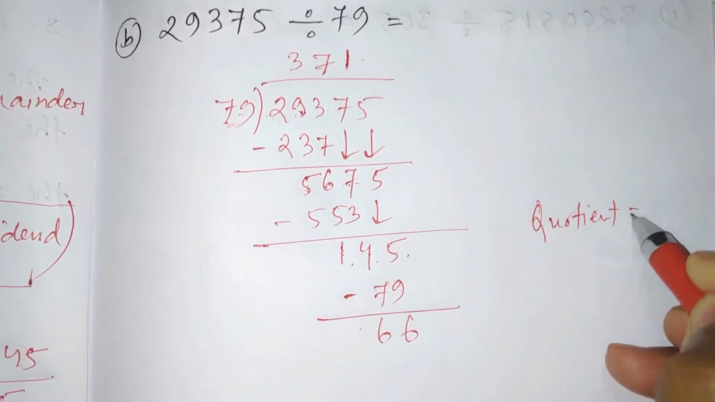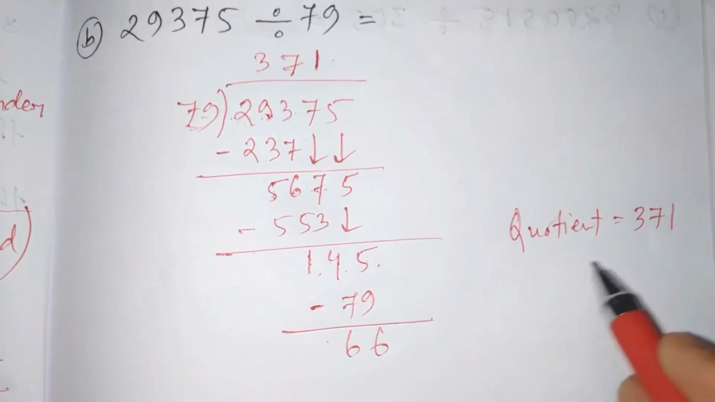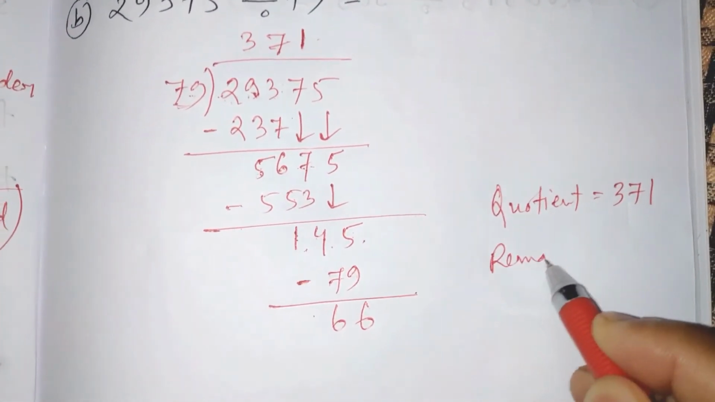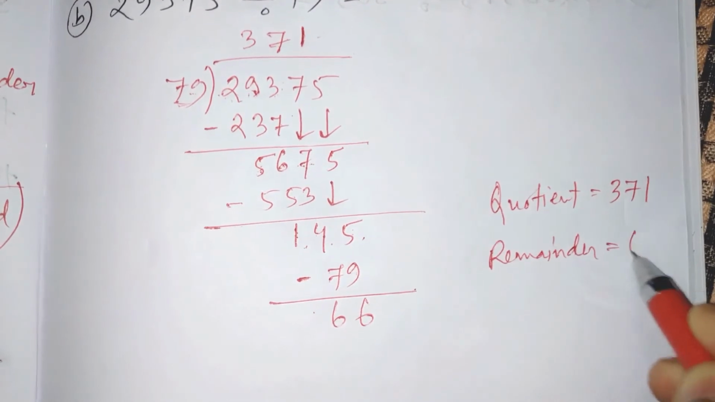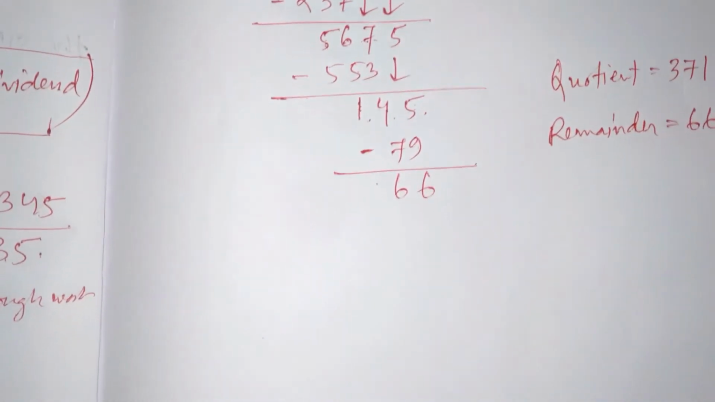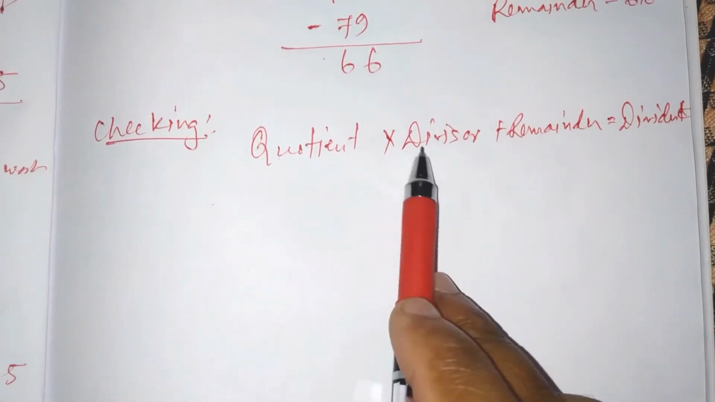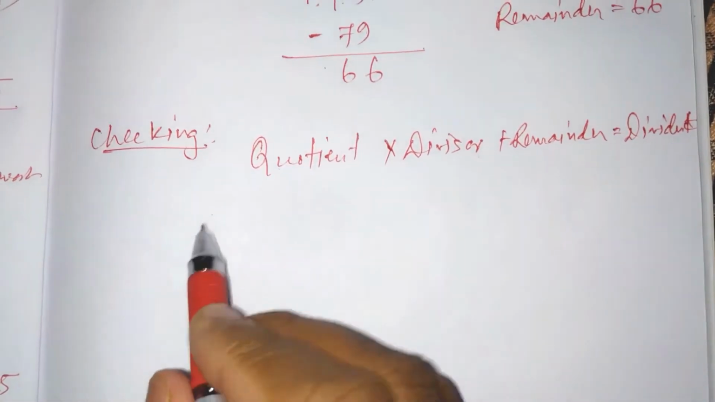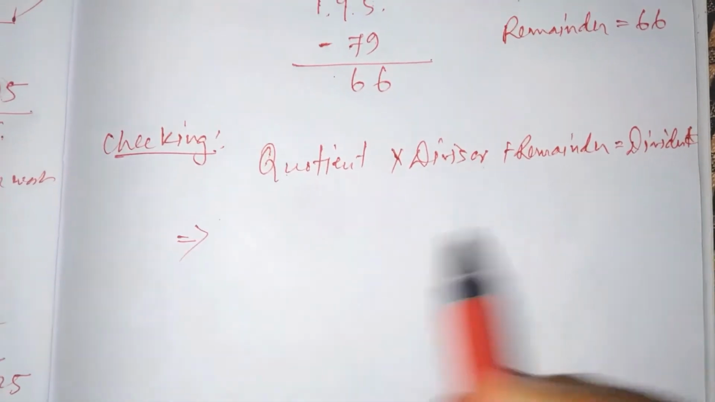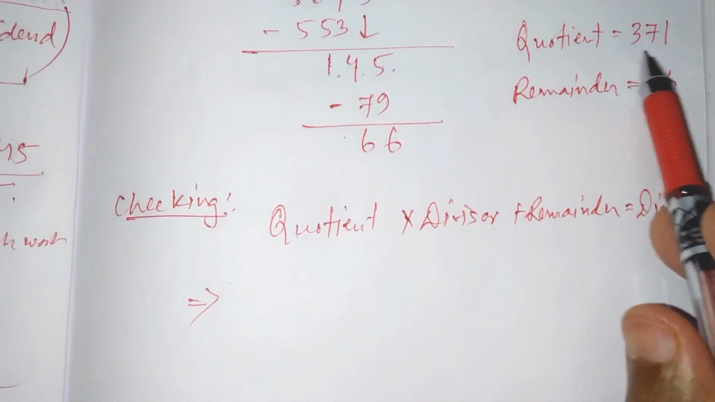Quotient equal to 371 and remainder equal to 66, okay. Now we'll put it in my formula. So now we'll check it. So you have quotient into divisor plus remainder equal to dividend. So you have the quotient here. Quotient is how much? 371, as we have found already.